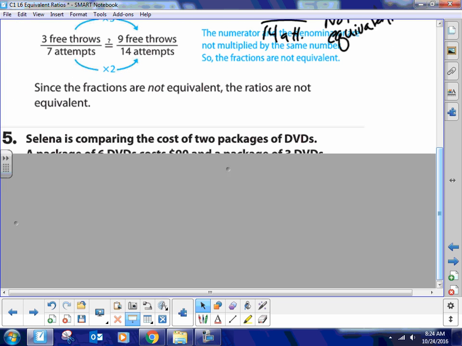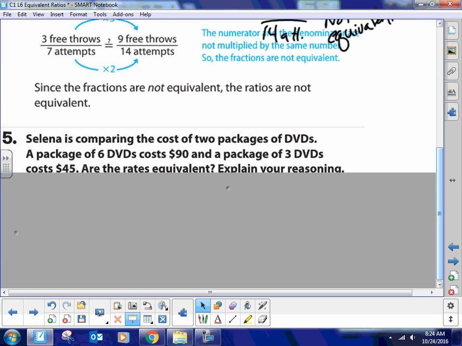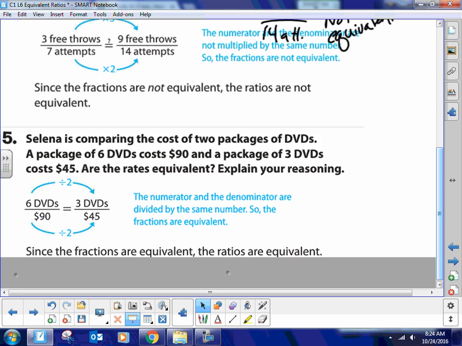Okay, see, they have another one. All right, again, Selena is comparing the cost of 2 packages of DVDs. A package of 6 DVDs costs $90, and a pack of 3 DVDs costs $45. Are the rates equivalent? Explain your reason. Okay, see, you can divide. You can still get it down to something. What they did is they took 90 and got it down to 45, and then they took 6 and got it down to 3 by dividing everything by 2, and they realized, oh, they are equivalent. Since the fractions are equivalent, the ratios are equivalent. That's okay to do it like that.